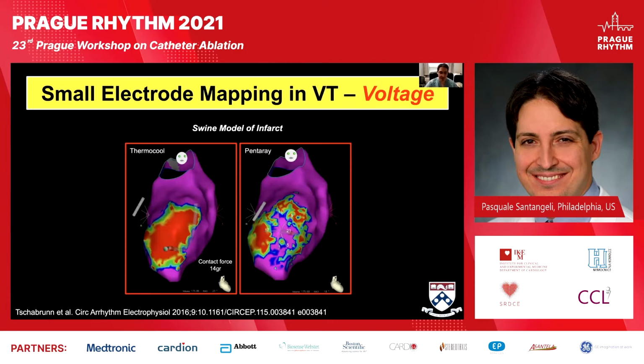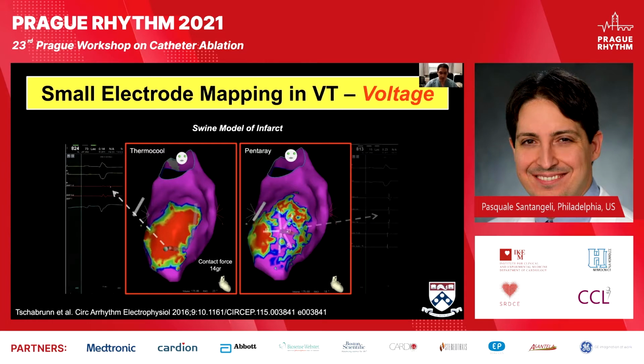Here you see a standard voltage map performed on the left side with a contact force ablation catheter, and on the right panel, the same map, on the same day, of course, performed with a PentaRay catheter. You can appreciate the significant differences in local voltage recorded with the two catheters, in areas where the ThermoCool catheter showed otherwise low voltage. Here, the same area with 14 grams of contact, you see low bipolar voltage and normal voltage with a PentaRay catheter.